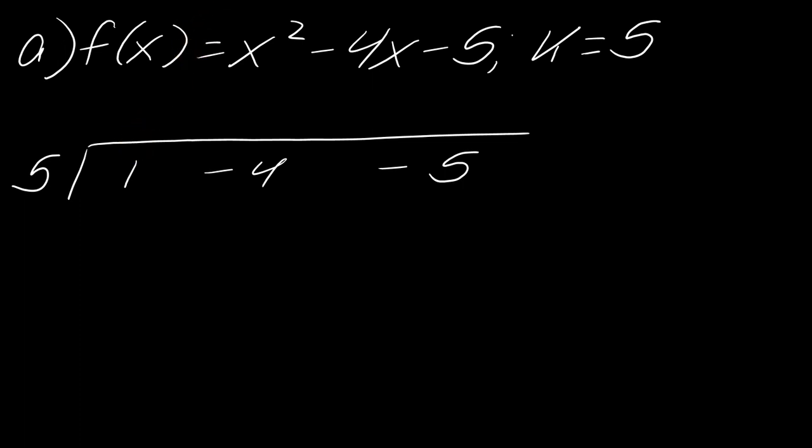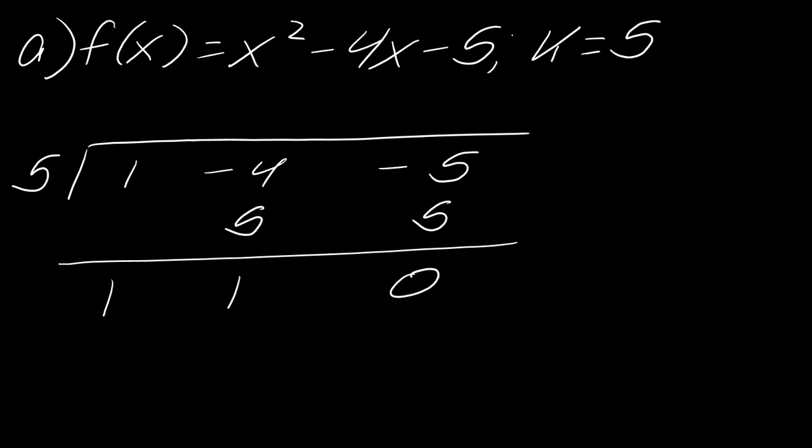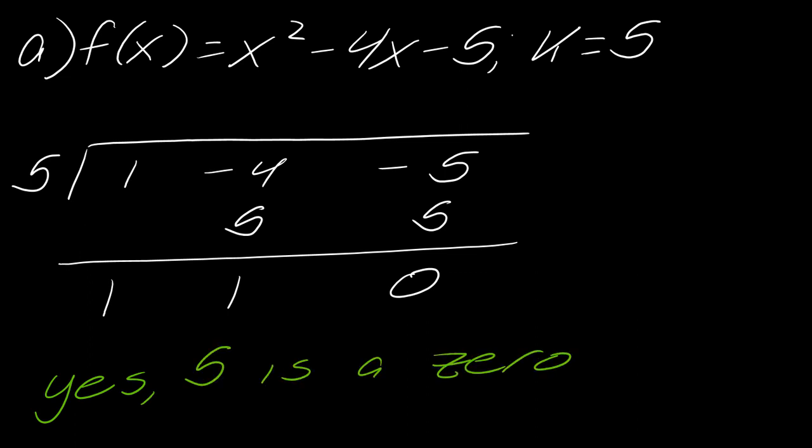Now for the synthetic division, I draw a line and write a 1. 1 times 5 is 5. Add these together. 1 times 5 is 5. Oh, look, I get a 0. So the question is, is k equal to 5 a 0? Yes, 5 is a 0. That's what we're looking for.